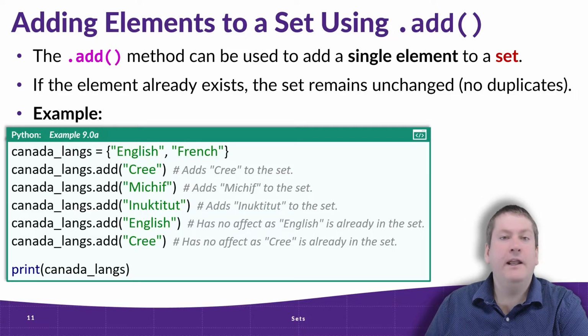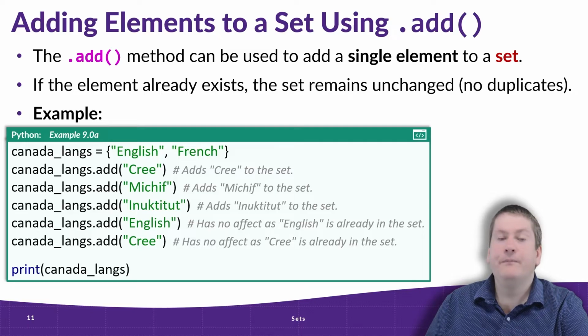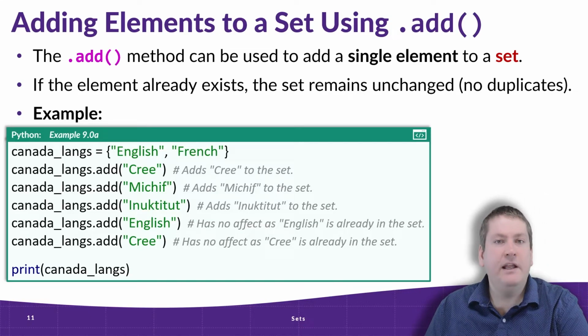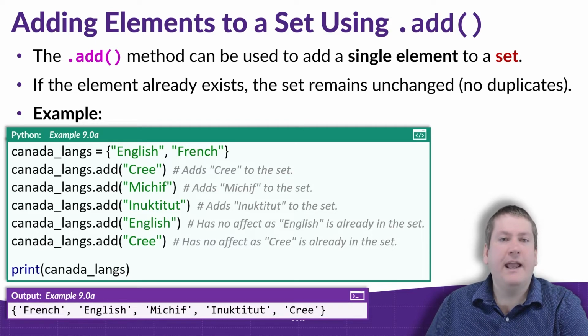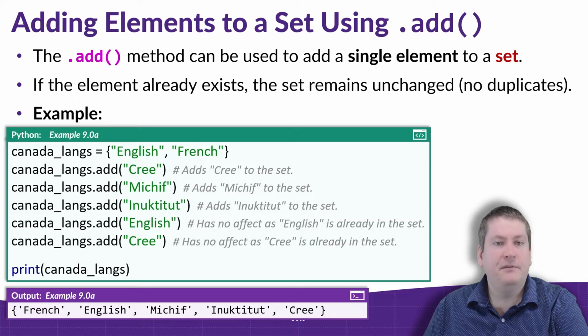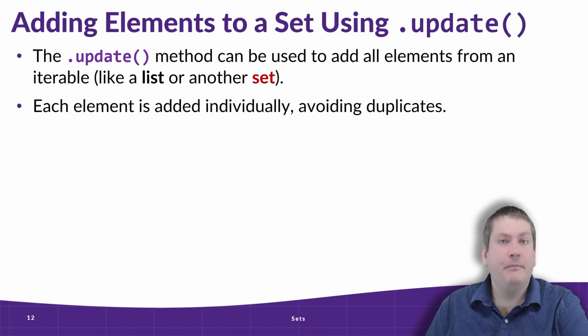The next line to add English is not going to do anything because English is already in the set. The same with the one after that to add Cree is going to have no effect because Cree is already in the set. The last line prints it out and we get French, English, Michif, Inuktitut, and Cree in the set because these aren't duplicated at all. Note that we don't get an extra English and we don't get an extra Cree because we can't contain duplicate values.